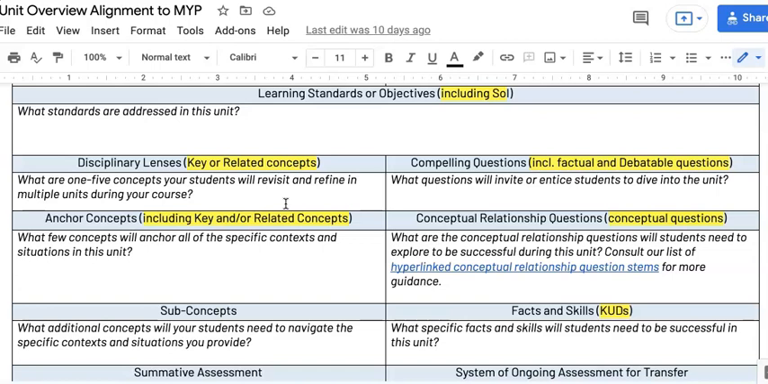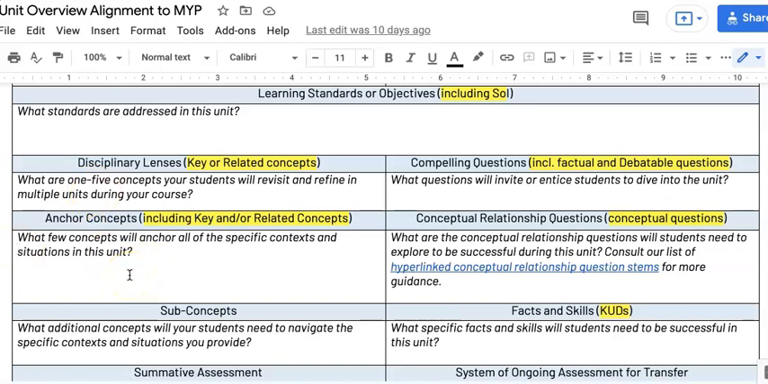So what does that mean? You can either use related concepts that are specific to the discipline, if that's how you want to think about it, or you could think about it as key concepts so that they go across different disciplines. That's a choice you can make there. For us, the anchor concepts are the most important concepts for one particular unit. So we think about disciplinary lenses going across an entire year, and students are getting really good at it. That's the way we think about it, but we're also super flexible in all of these things.